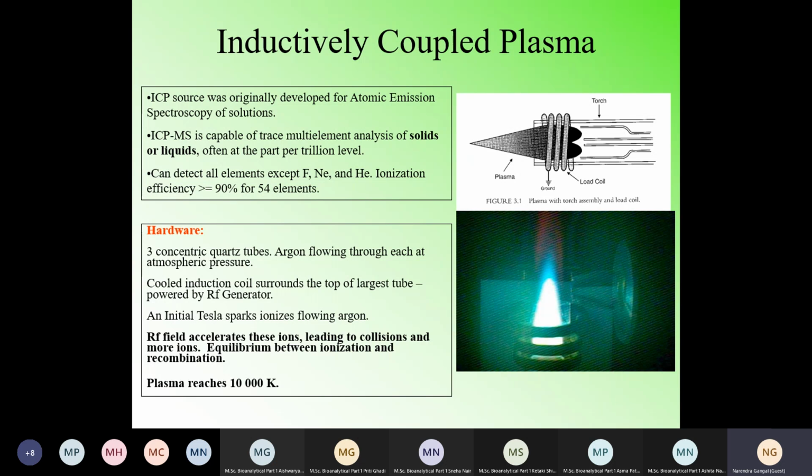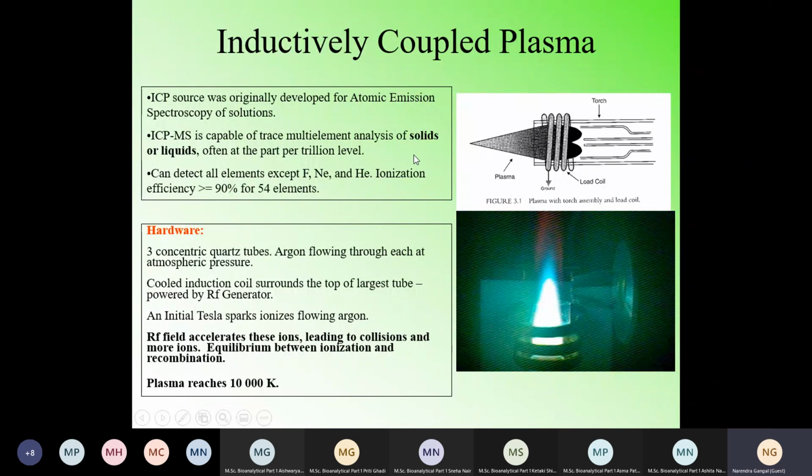So in ICP MS, ICP is only used as a source. MS has to be there, that is, the mass analyzer portion will remain. Just like we studied thermospray, atmospheric pressure chemical ionization, electrospray, all of those were ionization sources. Similarly here, ICP is a source. Clear?